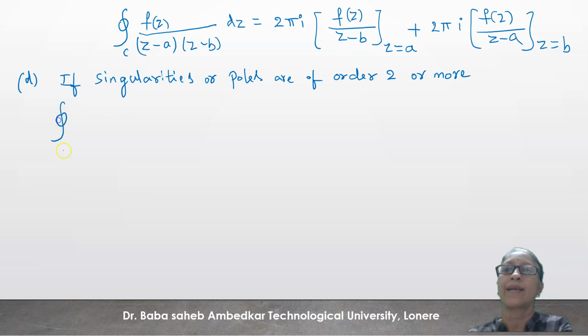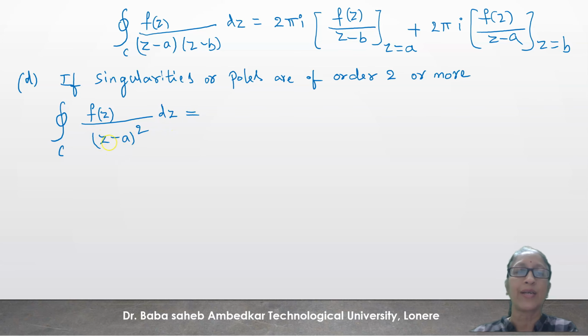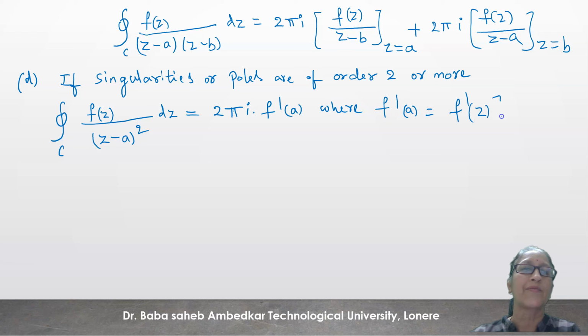That means the integral is like this: integral of f of z by (z minus a) whole square dz. What does it mean? Here z equal to a is a pole of order 2. Then you have to use this formula: 2 pi i into f dash of a, where f dash of a is nothing but the value of f dash of z at z equal to a.